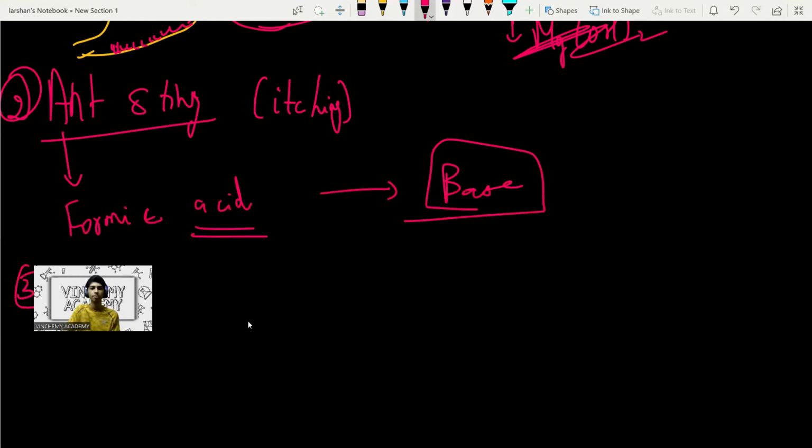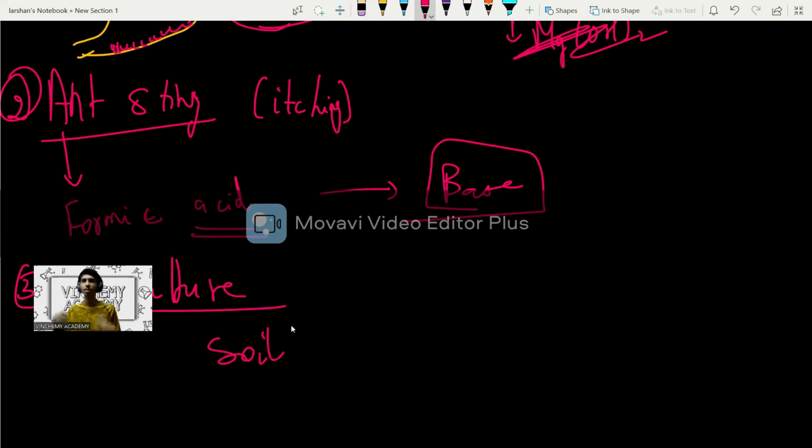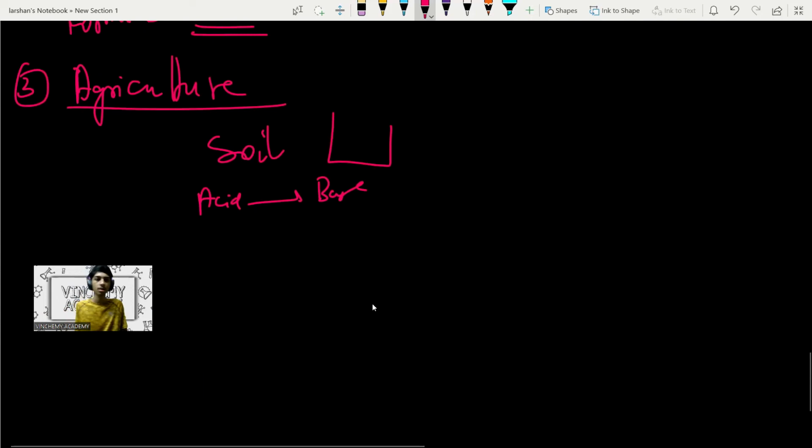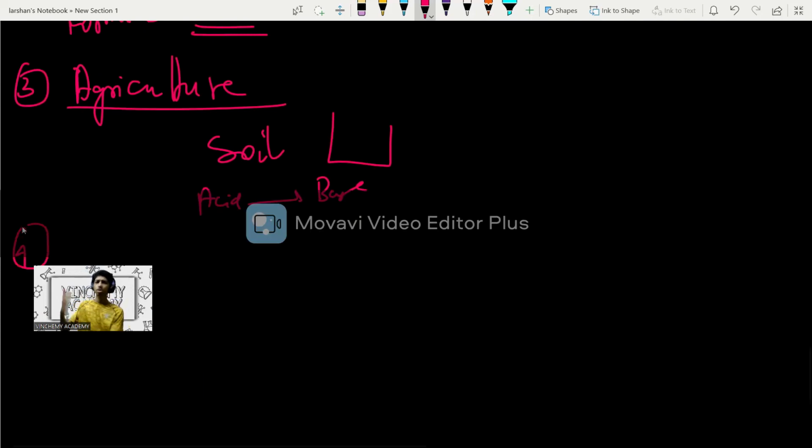The third example of neutralization in everyday life is agriculture. If a soil is too acidic or too basic, a plant can't grow properly in it. It should be neutral. So they take a sample of soil and test it to see whether it's acidic or basic. If it's acidic, they add some weak base, and if it's basic, they add compost. Compost is a fertilizer which supplies acids and neutralizes the alkaline nature. So these are some common examples of neutralization in everyday life, right?